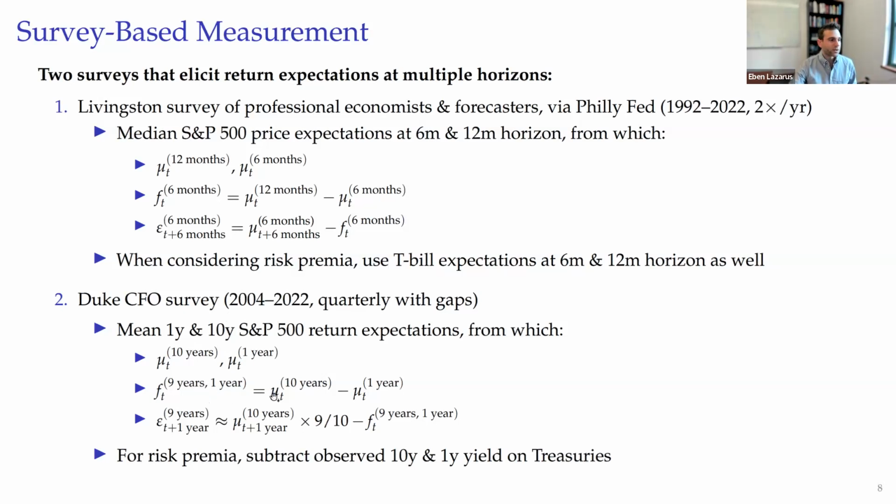Starting next year, what do you expect the expected return on the market to be for the following 9 years? Now, in a year's time, we don't see the realized expected return on the market for the coming 9 years. All we see is the spot rate for the following 10 years. And so we're going to need to proxy for a forecast error based on that 10-year expectation.